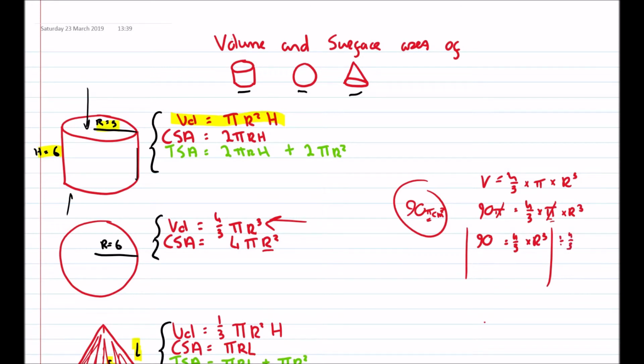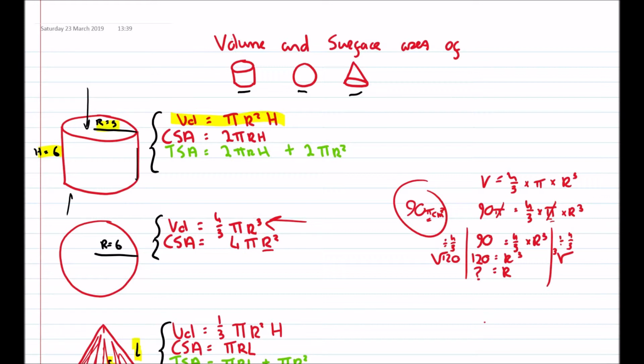divide by 4/3, divide by 4/3, and you're going to get 120 equals the radius cubed, and then just get the cube root of this, and you get the radius. Get the cube root of 120, and you get whatever that is, and that's your radius.